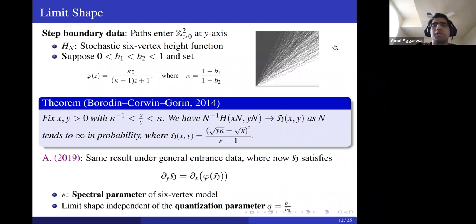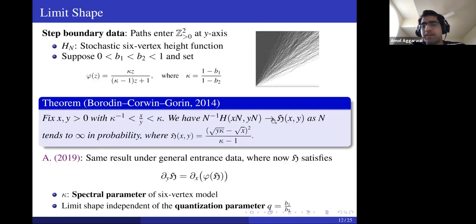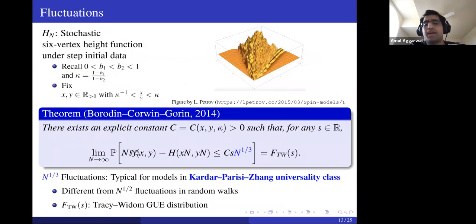Okay, next let me talk about fluctuations. Once again, I remind you, H_n is the stochastic six vertex model height function under step initial data. Here are my parameters again. And the statement is that if I look at this h of xn, yn, and I subtract away n times this limiting h of x, y, then the probability that this is less than some constant, which is explicit but I won't write it down, times some s times n to the 1/3, is going to converge to this distribution F_TW.